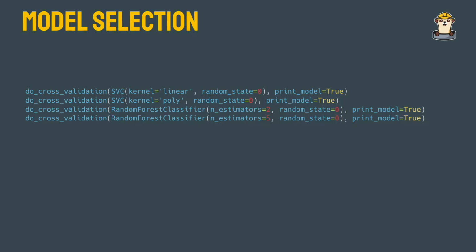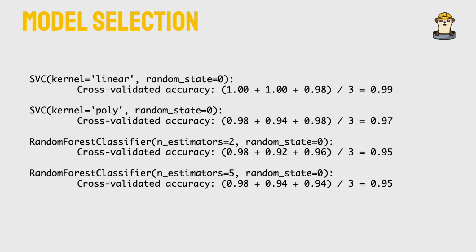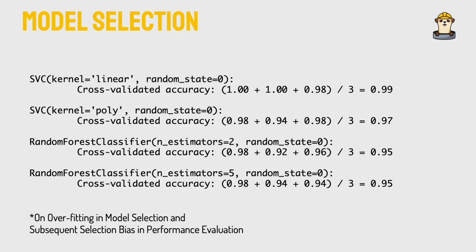Based on that code, we get something similar to this output. And there we go, 0.99 accuracy. But don't get your hopes up yet. These results are a bit misleading, since we are using the same cross-validation to select both the model and the hyperparameters for the model. See this paper for further details.